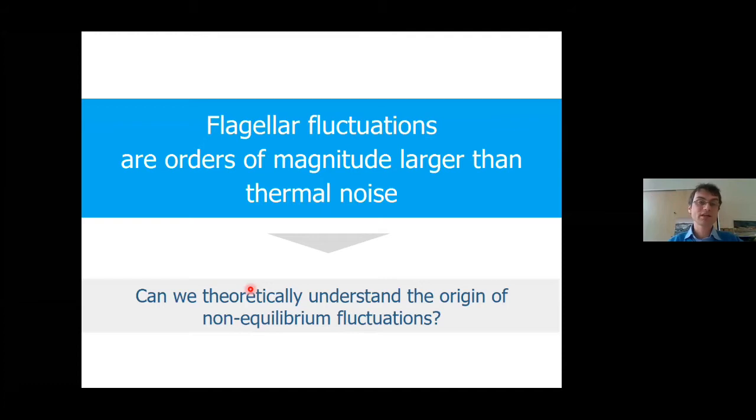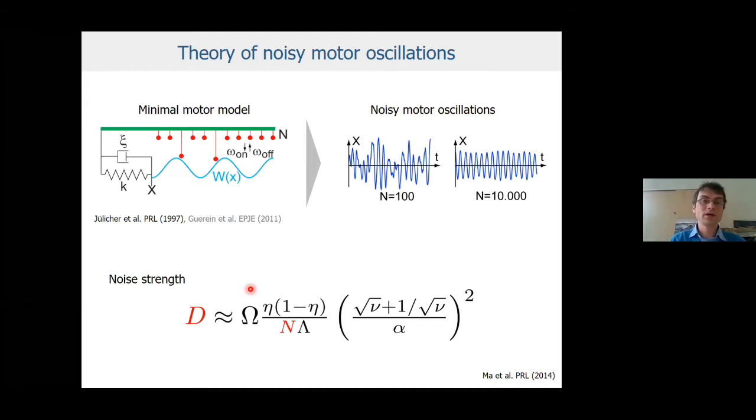And we previously asked ourselves, can we theoretically understand the origin of these non-equilibrium fluctuations of the flagellar beat? And for that, we turned to a minimal model of collective motor oscillations that has been put forward by colleagues before. It's not detailed enough to really describe flagellar beating, but it's sufficient to describe how a collection of N motors can give rise to periodic motion. What has been previously done is that this model has been studied when N is infinity, when you have an infinite number of motors and everything is perfectly periodic.